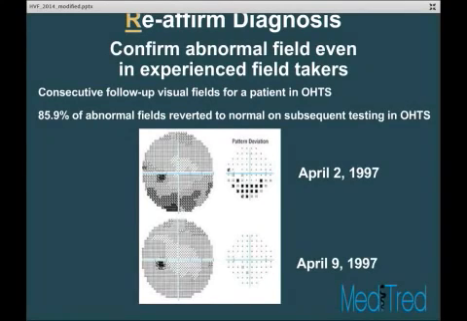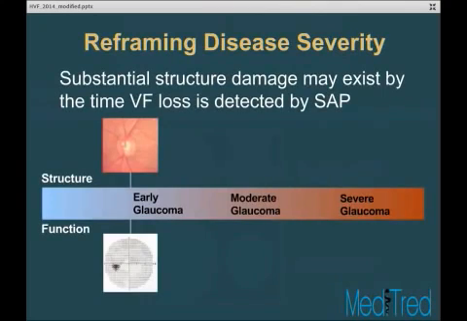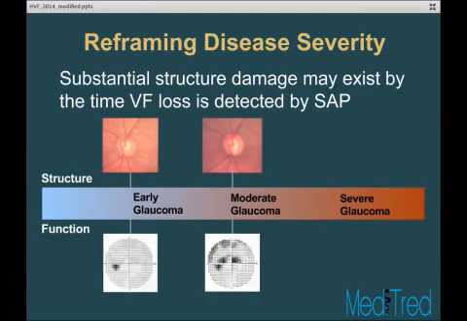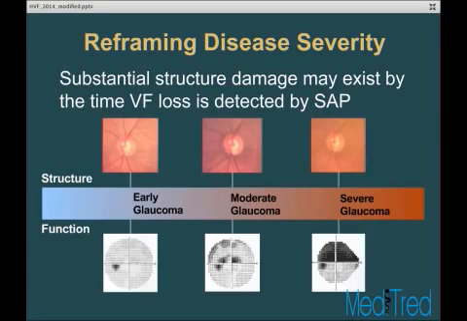It's important to confirm an abnormal field even in experienced test takers. In the Ocular Hypertension Treatment Study, over 85% of abnormal fields reverted to normal on subsequent testing. Once you've defined the patient's field loss and correlated it with their optic nerve, you want to figure out where they are on the continuum of glaucoma and correlate loss of structure and functional loss. This can guide your treatment of patients with glaucoma.